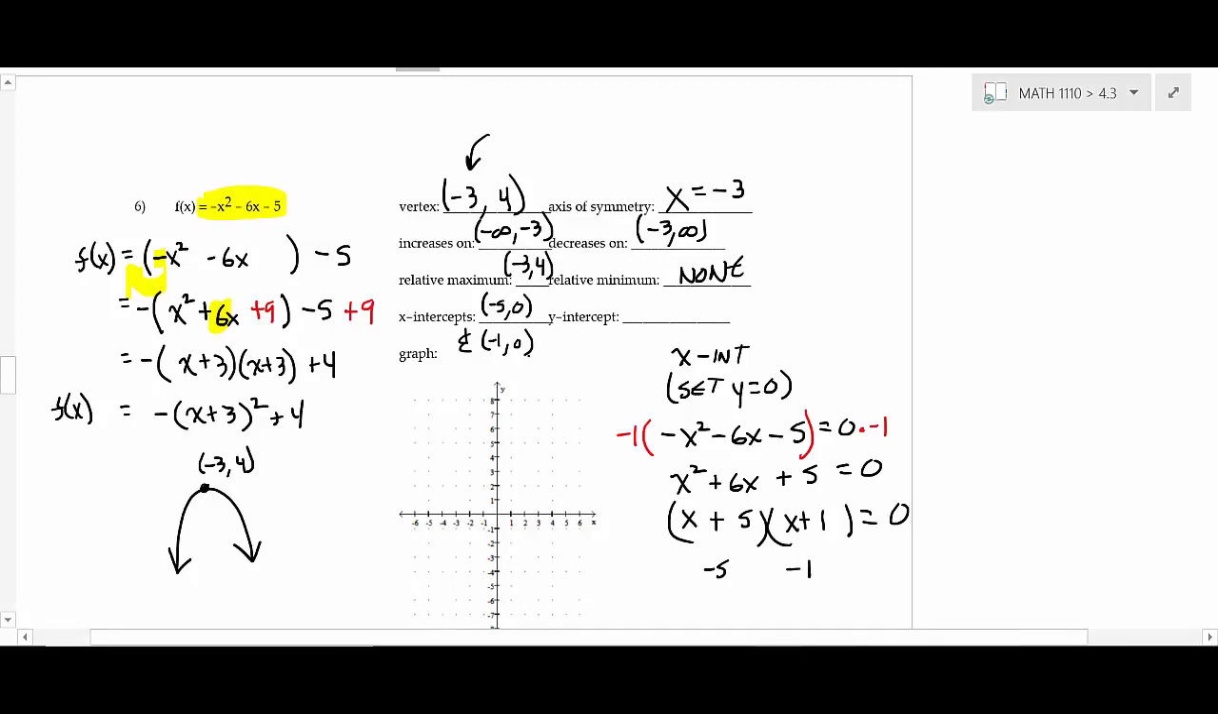Okay, now we want to go through and we want to find the y-intercept. And what do you do to find a y-intercept? You set x equals 0.